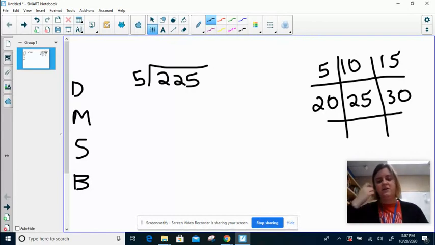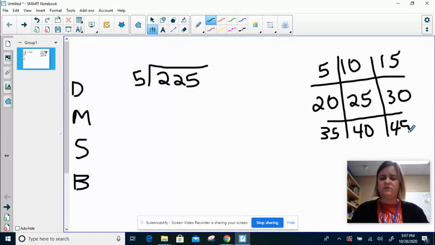You can go 30, 31, 32, 33, 34, 35. And then so you know your seventh box would be 35. The next box would be 40, because 5 times 8 is 40. And lastly, we have 45, which is 5 times 9.